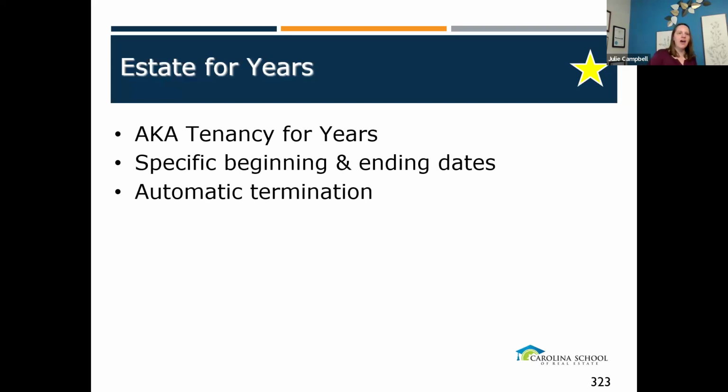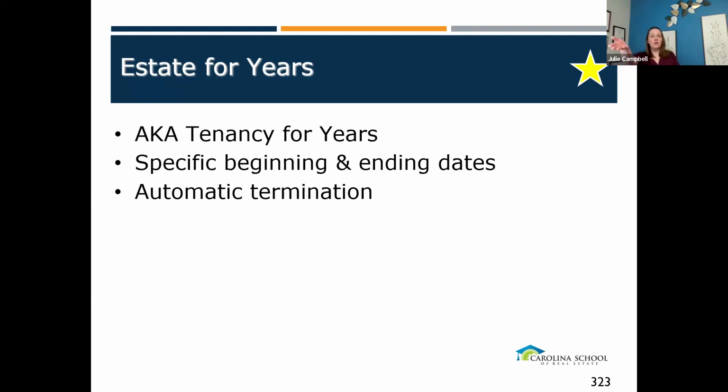So with an estate for years, we have a specific beginning date. We have a specific ending date. We agreed going into this that we're going to have this estate for years from this date to that date. And when it's over, it's over. We don't have to give each other notice because we've already decided when it's going to end. This is important. Do not let the name fool you. An estate for years, maybe it's for a year, maybe it's for 5, maybe it's for a month, maybe it's for a day. An estate for years is an estate for years because it has a specific beginning date and a specific ending date. And when it's over, it's over.